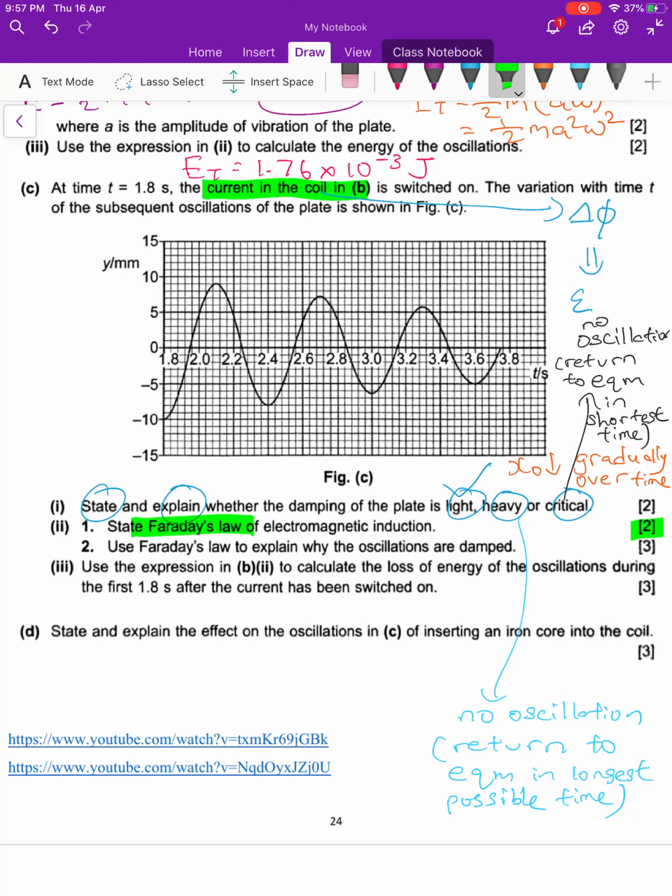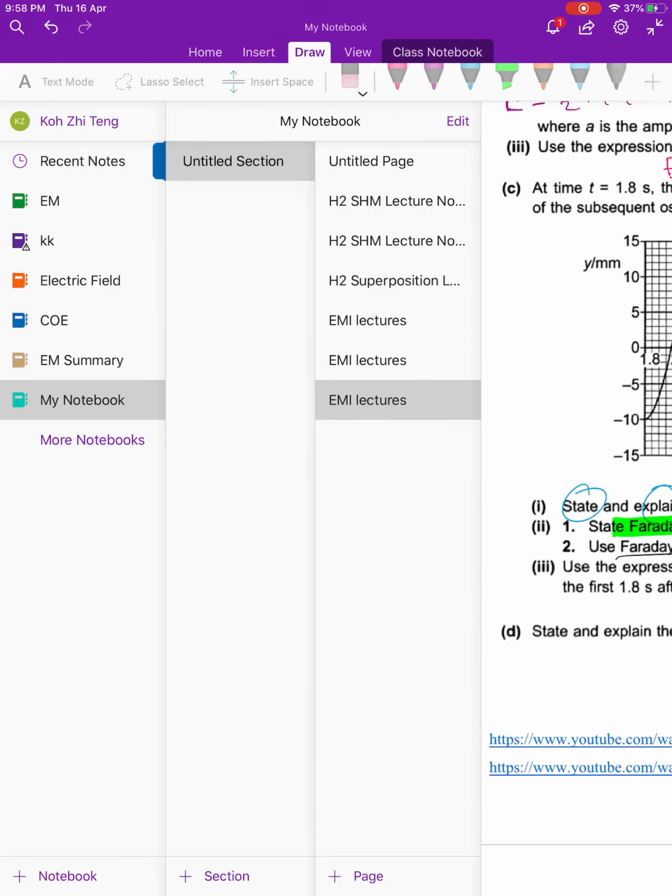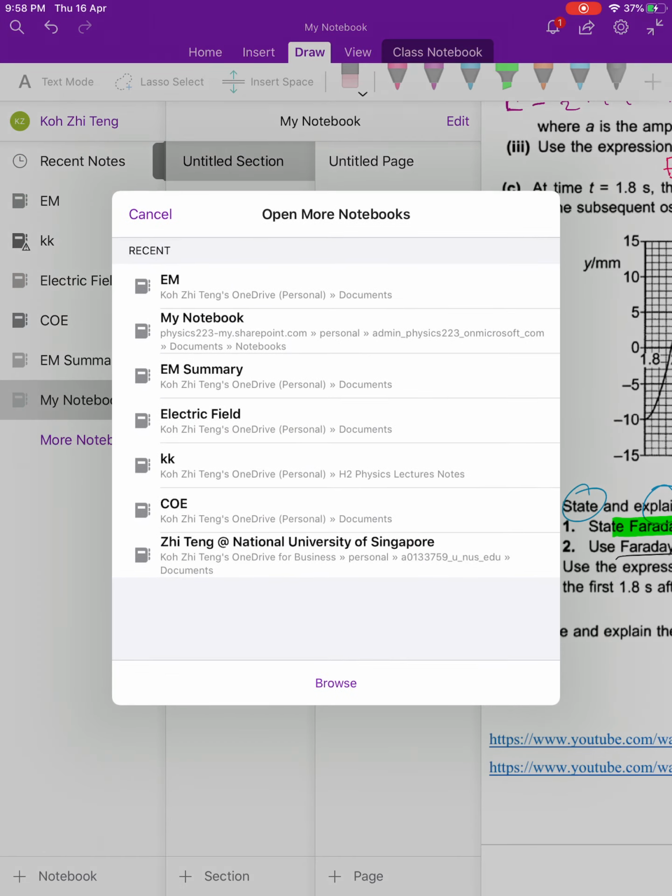Okay, so state further, Faraday law of electromagnetic induction. 这个 just a definition. 你看 definition 都两分，so it's very important to remember the definition. Faraday law of electromagnetic induction states that the magnitude of induced EMF is directly proportional to the rate of change of magnetic flux linkage. 这样就可以了. Okay, so use Faraday law to explain why oscillation are damped.